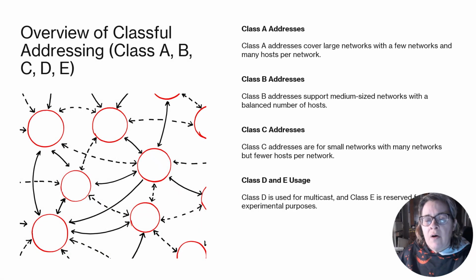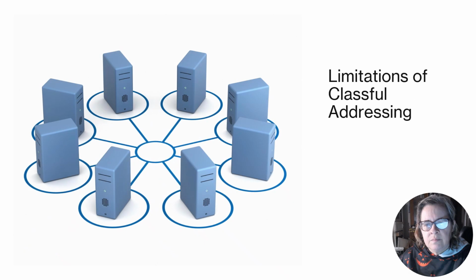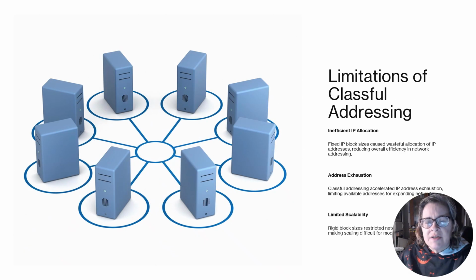Classful addressing divided IPv4 addresses into 5 classes, A through to E, based on fixed address ranges, with classes A, B, and C used for host addressing, and classes D and E for multicast and experimental purposes. Class A has the largest number of addresses available, and class C the least. Classful addressing led to inefficient allocation and IP address exhaustion due to fixed block sizes, limiting flexibility and scalability for growing networks.